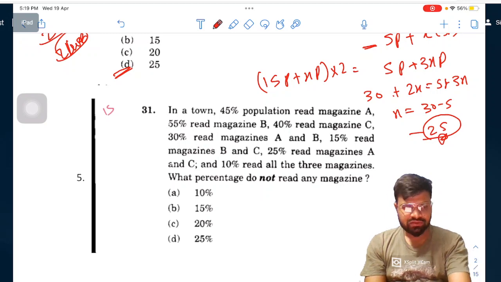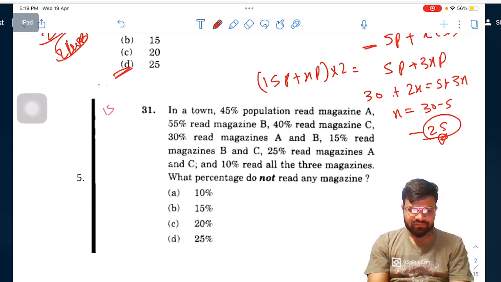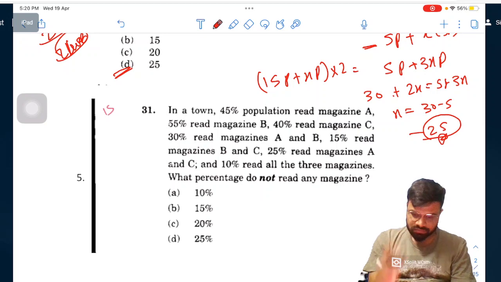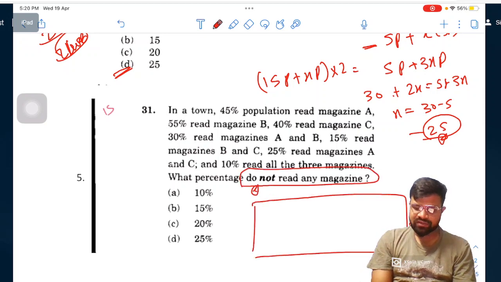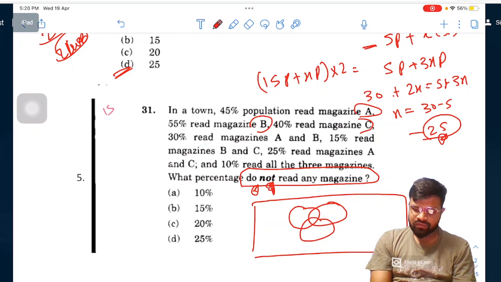Now this fifth question is a question from set theory. So see, do not read any magazine if you have to find now. This is our universal set, and these are the people who are readers of magazine A, B, and C. So who are the people who do not read any magazine?